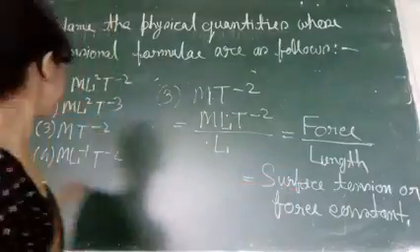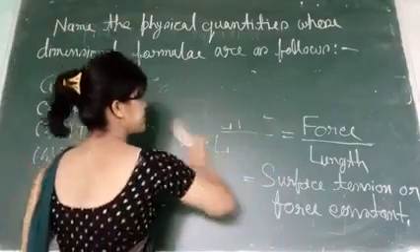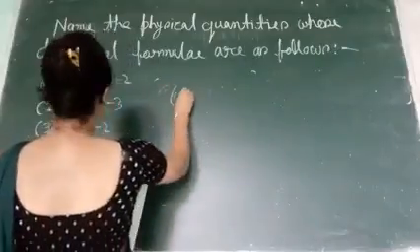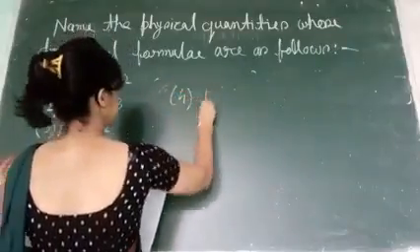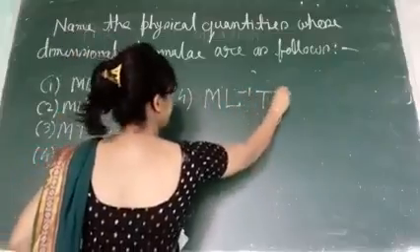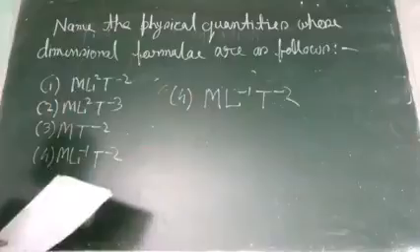After that, number 4, what is given here actually? Number 4, M L to the power minus 1 T to the power minus 2. So how can we write this thing actually?